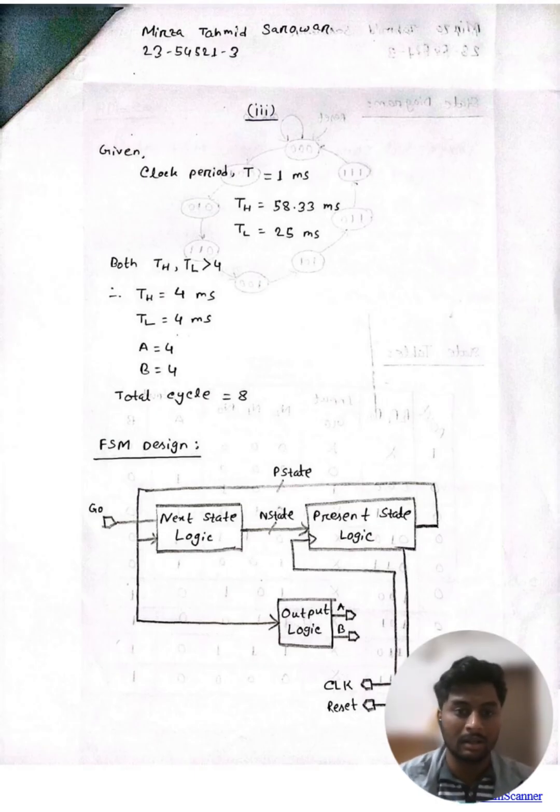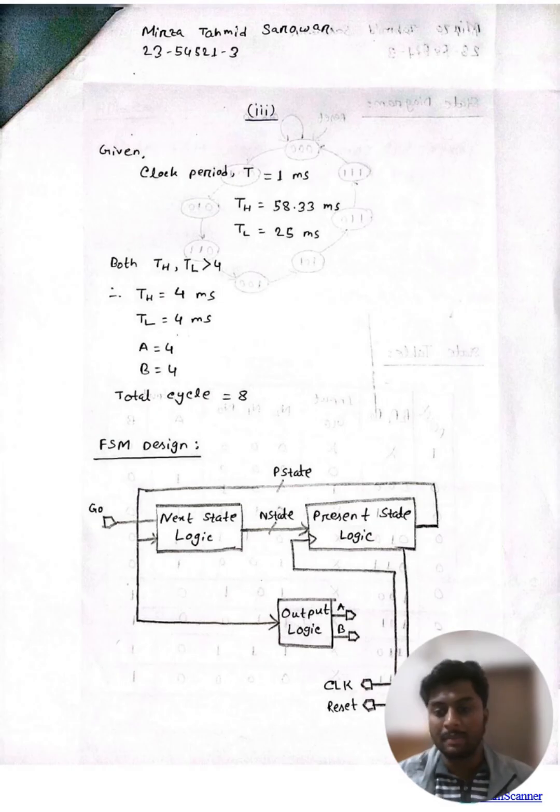And here in my case TH and TL is 58.33 milliseconds and 25 milliseconds, but the question constraint was if TH and TL is greater than 4, then we will be replacing both of them with 4 milliseconds. So the A and B will be 4 and total cycle will be 8.